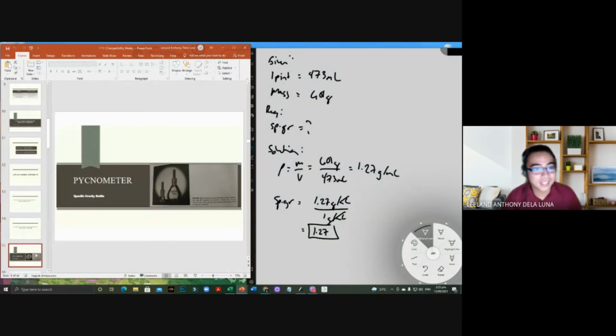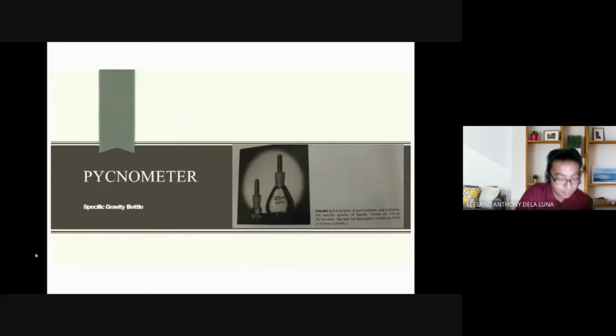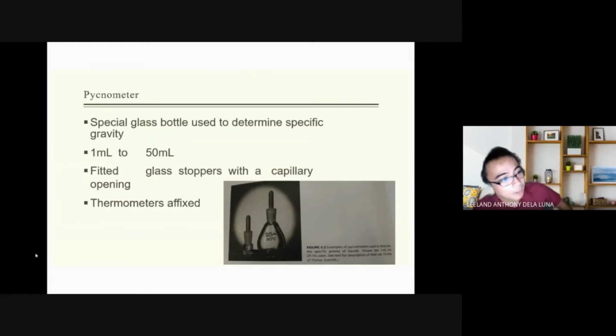Now, next one, class, let's talk about how we compute specific gravity using a pycnometer. A pycnometer, class, is a device. Basically, a pycnometer is a special glass bottle used to determine specific gravity. So it is used to compute for specific gravity. It usually comes in 1 ml bottles, and there are also 5 ml, 10 ml, up to 50 ml. So the maximum capacity of a pycnometer is 50 ml. There is also a 25 ml.